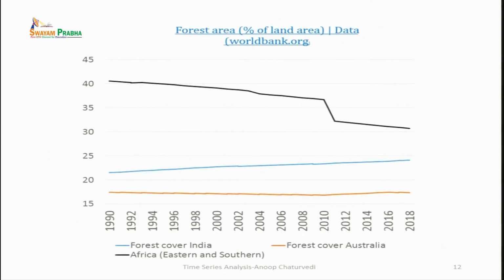Then now we come to this graph, which shows the forest cover area of 3 countries in terms of percentage of land area. This data we have taken from the World Bank site. Here the blue line denotes the forest cover area of India. The orange line shows the forest cover area of Australia, and the black line shows the forest cover area of Africa, eastern and southern Africa. Now, at a particular point of time, say on a particular year, if you take say 2010, then the figures of a particular year show that the percentage of forest land in Africa is the maximum.